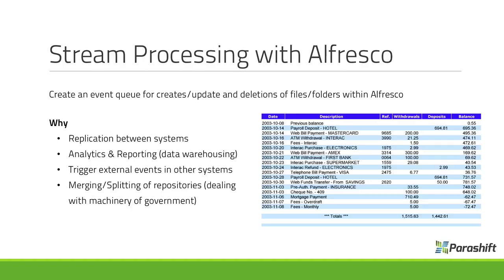And then obviously merging and splitting, so dealing with the machinery of government. You have two agencies, they have separate repositories. How do you merge them in and make sure that they're all appropriate when they get to that new repository? Or you may be splitting them apart, and maybe each of them needs a copy of the record or not.